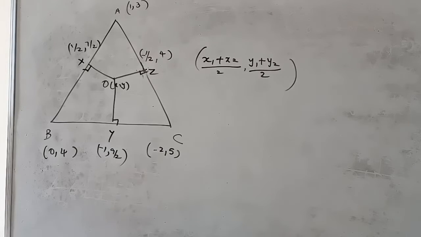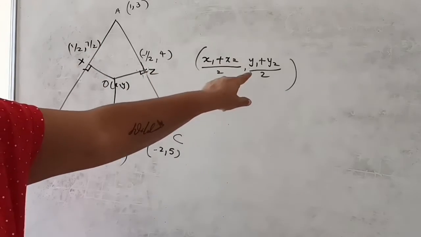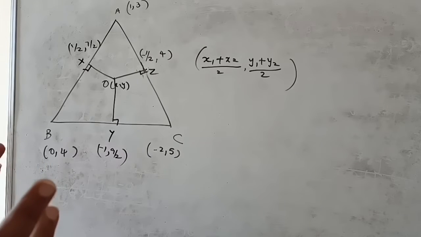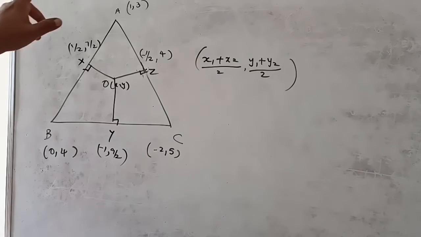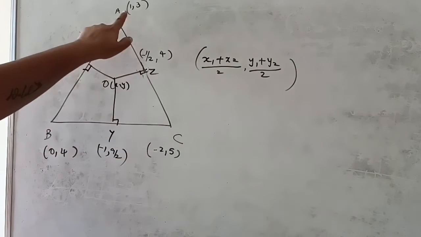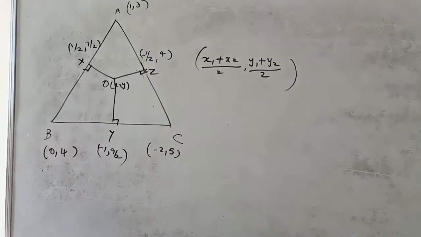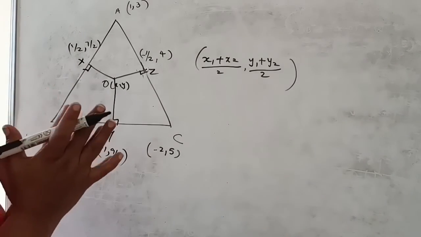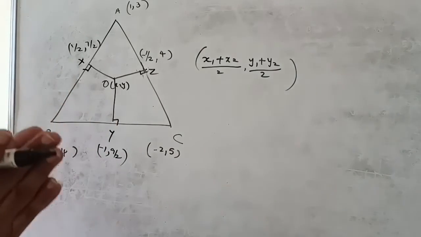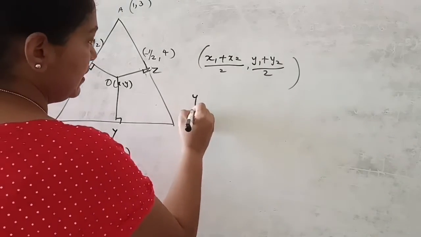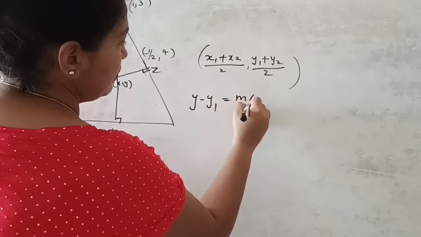In order to find the coordinates of X, Y and Z, I have applied the midpoint formula, which is (x1 plus x2) by 2, (y1 plus y2) by 2, which gives me the midpoint of a line joining the points (x1, y1) and (x2, y2). So, in order to find the midpoint of AC, I will apply the same formula and I have got these coordinates, the coordinates of Y and the coordinates of Z. Now, you should know the slope equation of a line in order to proceed with this method. The slope equation of a line is given by y minus y1 is equal to m into (x minus x1).